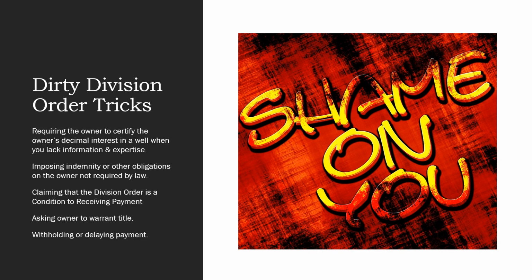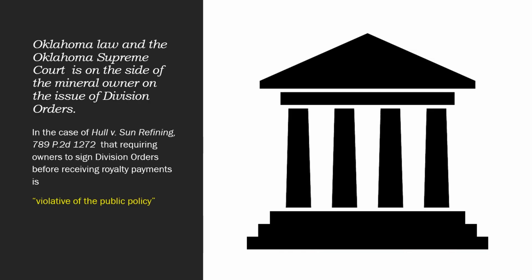The letter accompanying the division order may suggest or state that returning the division order is required before you begin receiving payment. It may also ask you to warrant the title of your property. There may be a threat of withholding or delaying payment unless the division order is returned. Well, that's what the company tells you, but what does Oklahoma law say?